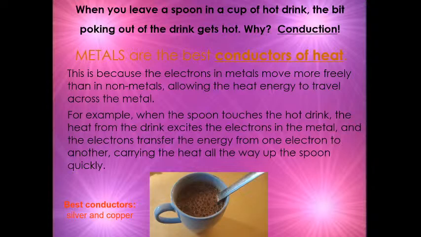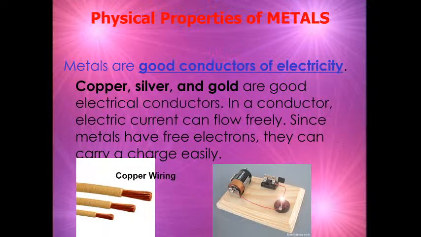Because they are good conductors of heat. We can't cook food in a container which cannot conduct heat. That's why metals are preferred for utensils. Why? Because they are good conductors of heat. And the best conductors of heat are silver and copper. These two metals are the best conductors of heat.